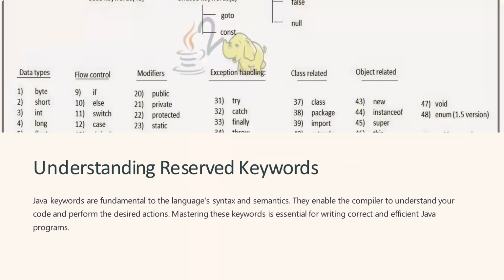Then next here, if you see, the keyword structure is given: data types, flow control, modifiers, exception handling, class related, object related keywords. So these keywords are important. If you understand this, you can master your code, which is essential for writing correct and efficient Java programs. These are important to know, because if you don't know them, you will get a lot of errors in our applications.